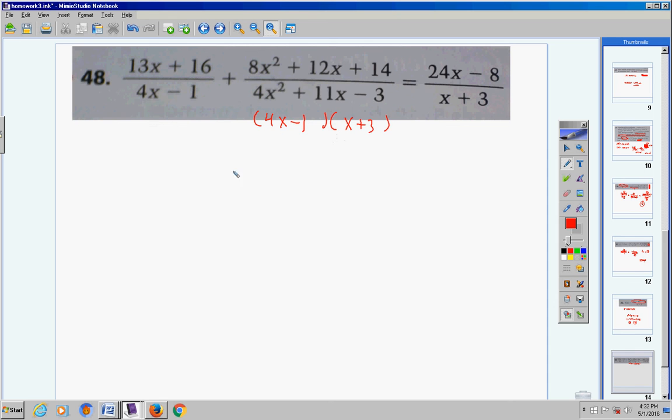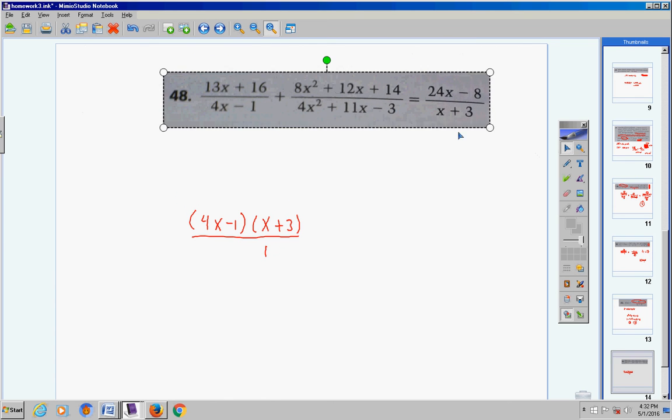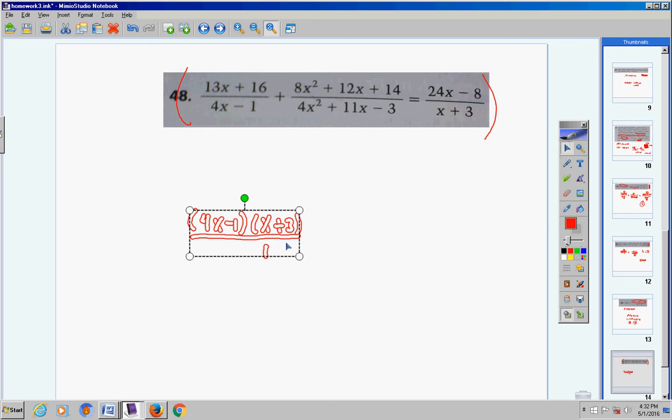So let's find our common denominator that we're going to multiply this entire equation by. I have a 4x minus 1 here, and I have 1 here, and I have none here, so I need one of those. Compare binomials with binomials. I have an x plus 3 here, one group, I have none here, so the most I have is 1. So I'm going to take this expression and multiply it by everything in this equation. Okay, I'm going to multiply this entire equation by this expression here.